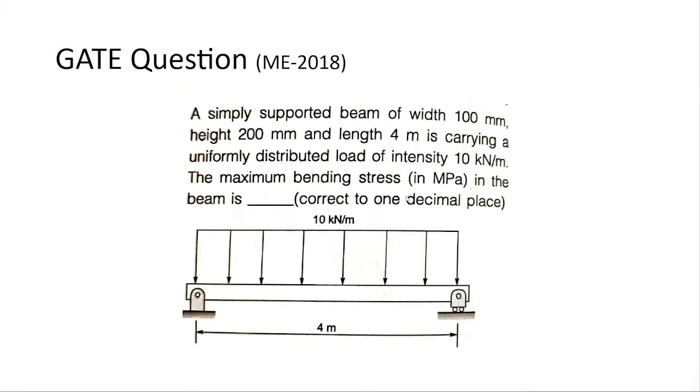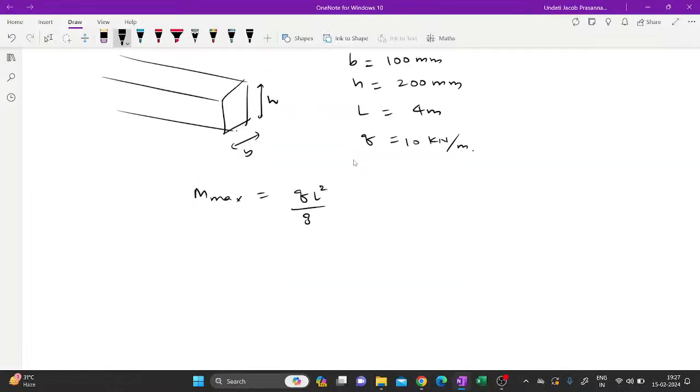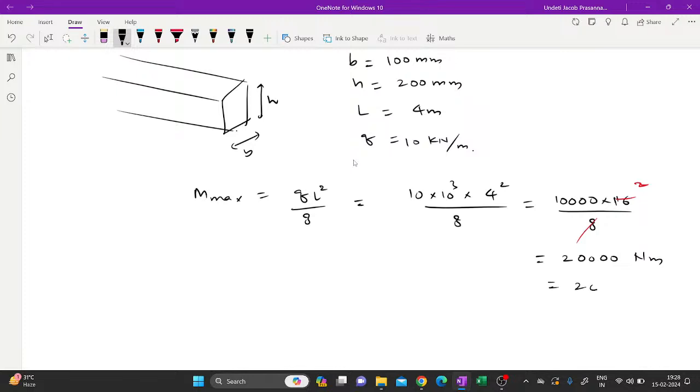We need to get the maximum bending stress. Bending stress will be maximum where bending moment is maximum. So first of all we need the maximum bending moment, QL square by 8. Q is 10 kilonewton per meter, L is 4, so 4 square by 8, that is 16 by 8. If you simplify this, we get 20,000 Newton meter or 20 kilonewton meter.